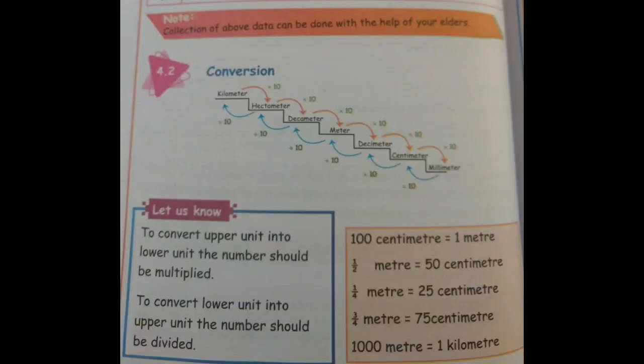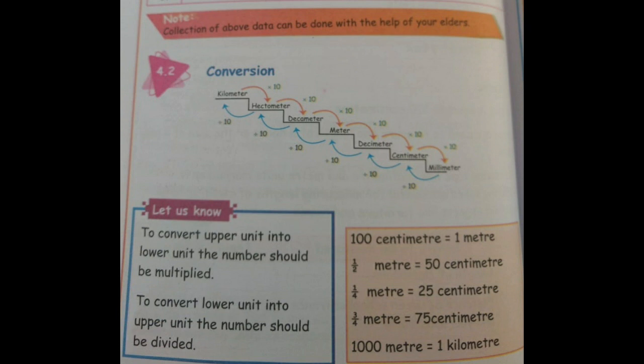Children, there is an easy way to remember this table. Just follow it: kilometer, hectometer, decameter, meter, decimeter, centimeter, millimeter. So you have to remember, King Henry died, mother didn't cry much. So you will remember in this way.